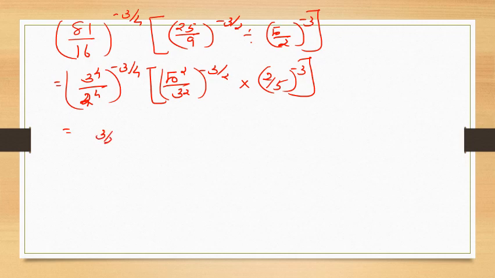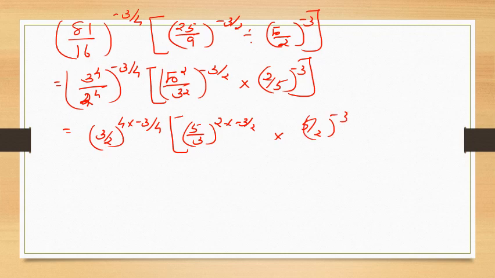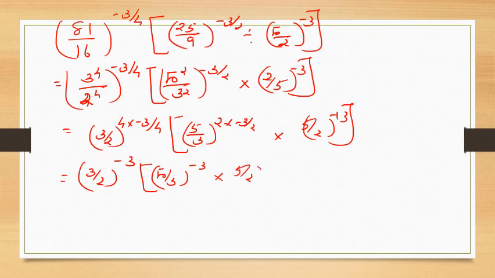Now 3 by 2 the whole raised to 4 into minus 3 by 4, 5 by 3 the whole square into minus 3 by 2, into this is again 5 by 2 raised to minus 3. Sorry, plus 3. 5 by 2 raised to plus 3, positive exponent. So 3 by 2 raised to minus 3 into this is what, 5 by 3 raised to minus 3 into 5 by 2 raised to 3.